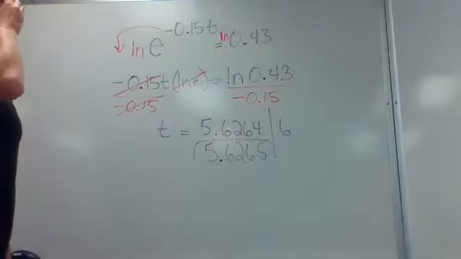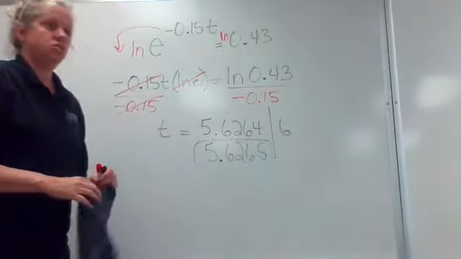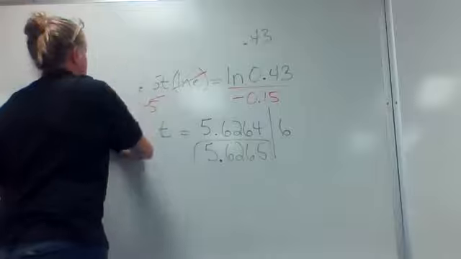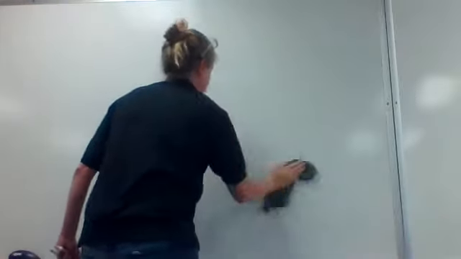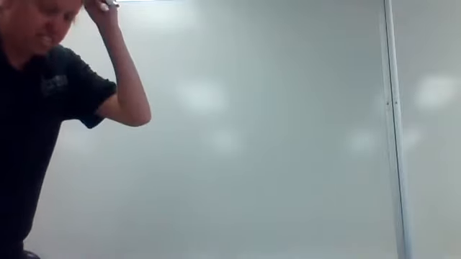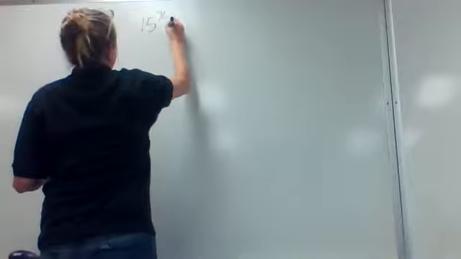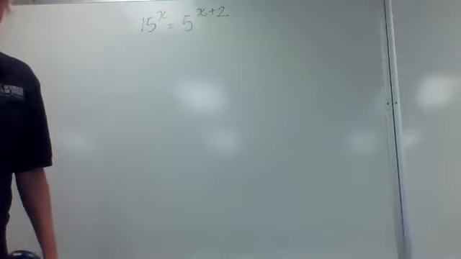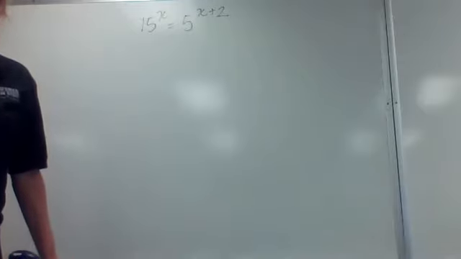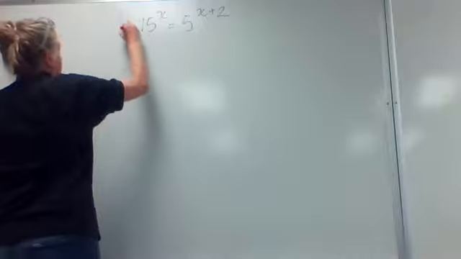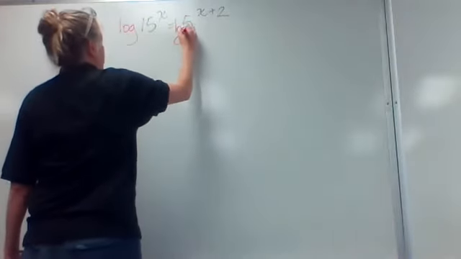All right, number 9. Number 9 will be our last exponential equation, and then we'll move to logs. 15 to the x equals 5 to the x plus 2. I'm not dealing with e. The x's that I'm solving for are in the exponents, which means to get them down, I'll log both sides.